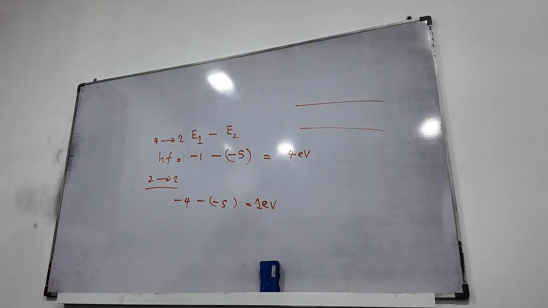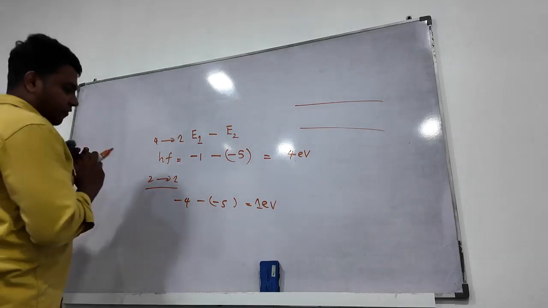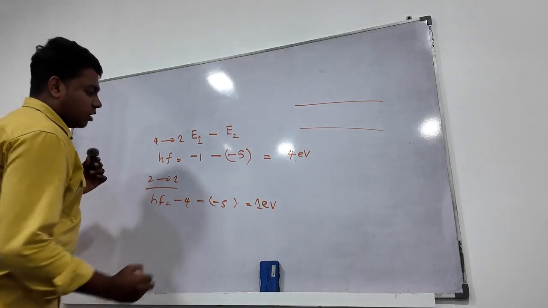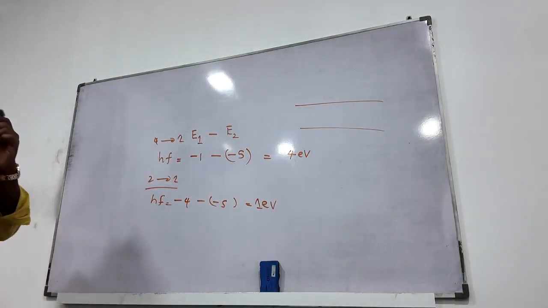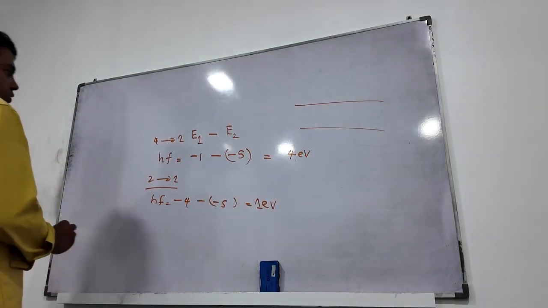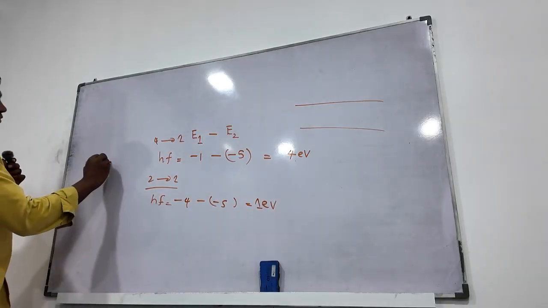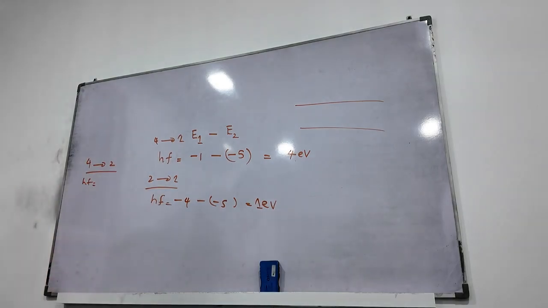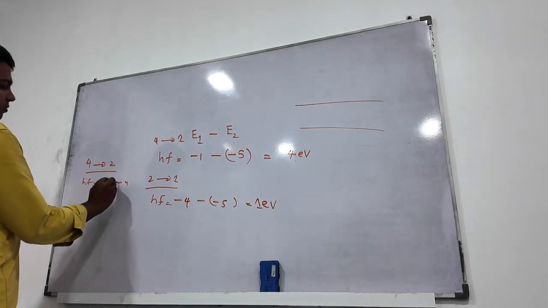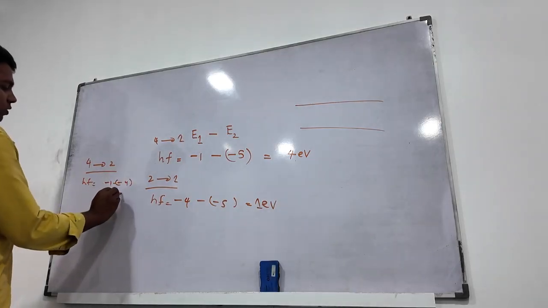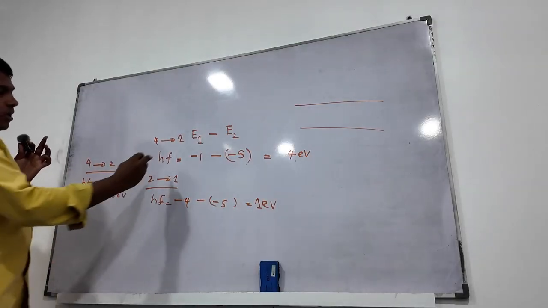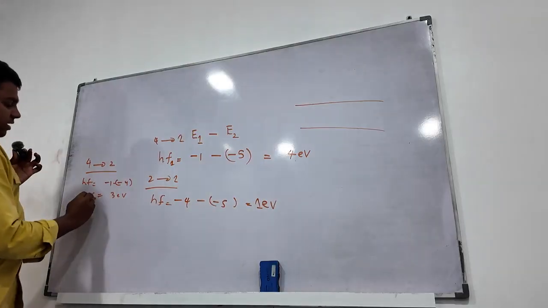So for 2 to 1, this is also equal to HF. Then let's take 4 to 2. I'm going to write it here, 4 to 2. HF is equal to, what is 4? Minus 1, minus 4. So we get 3 electron volts. That is equal to HF again. So these frequencies are different. This I'm going to take as F1, let's take this as F2.